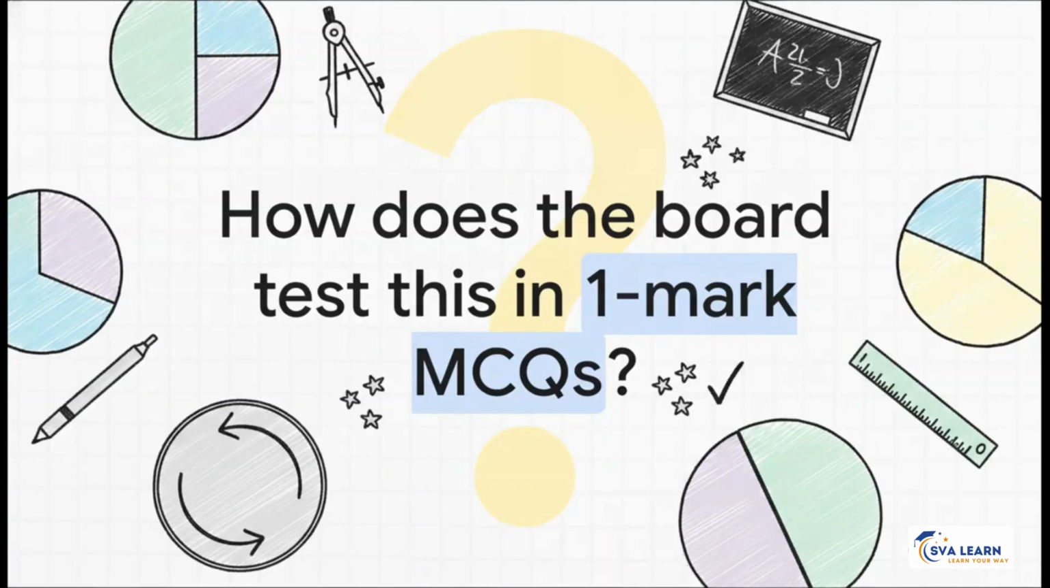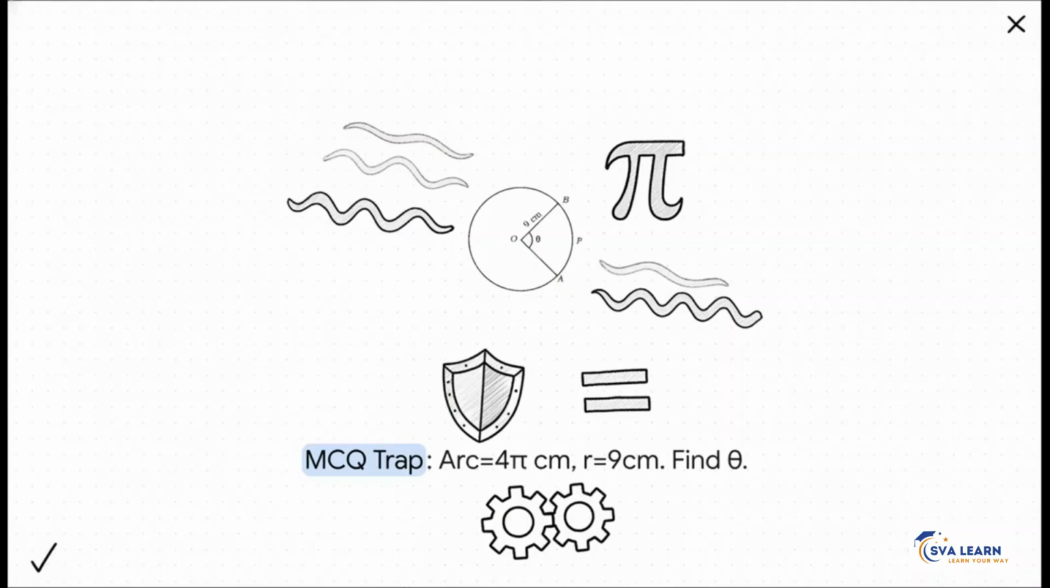Now, you might be wondering, okay, I know the formulas, but how is this actually tested? Great question. How does the board test this in your 1-mark multiple choice section? Well, they almost never ask you to simply plug in the radius and the angle. No, they want you to work backwards. And this brilliantly illustrates that exact trap. This is a direct pull from a past official exam. They give you the arc length, which is 4 pi centimeters, and the radius OB, which is 9 centimeters, and they ask you to find the angle, theta.